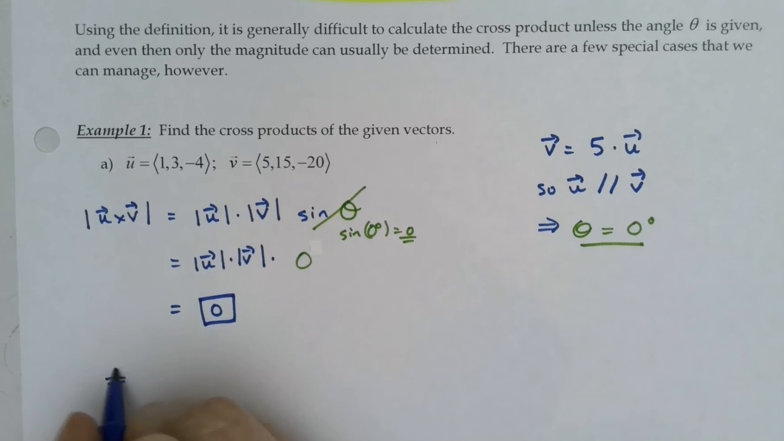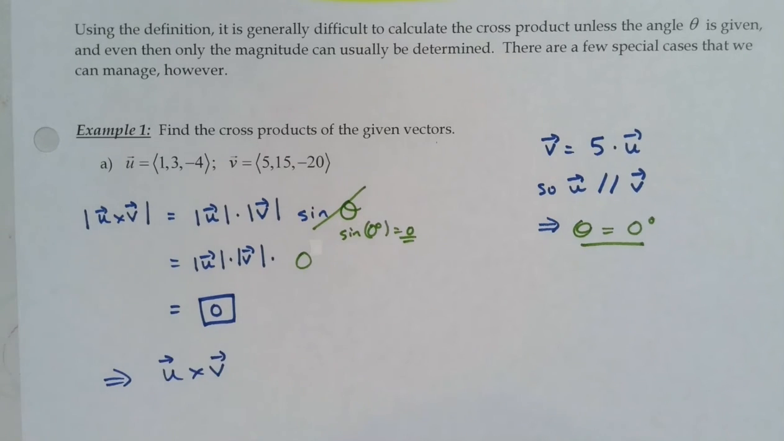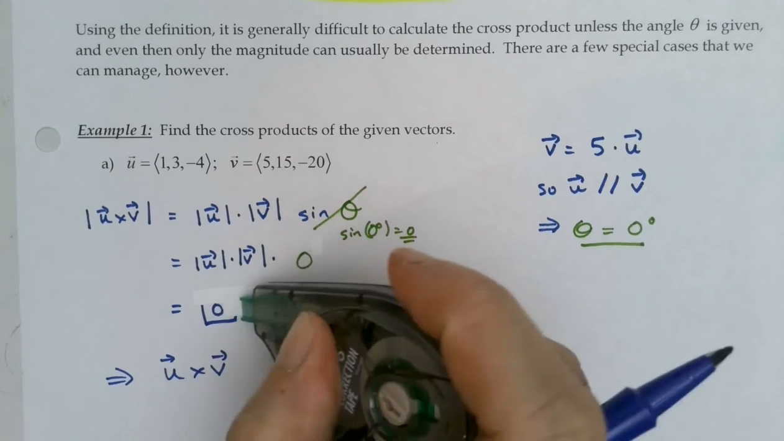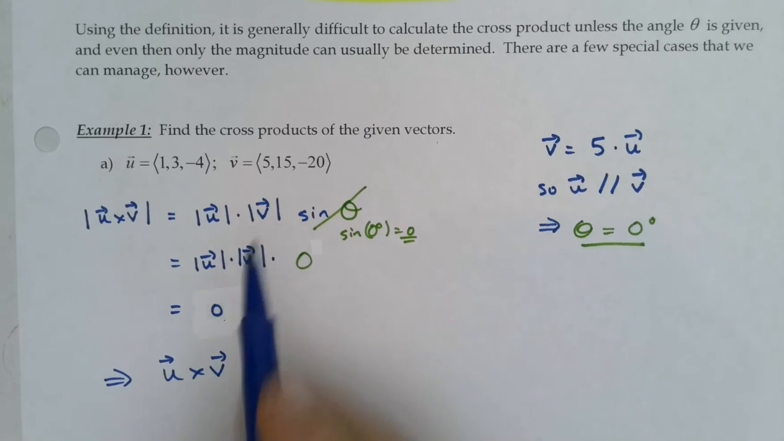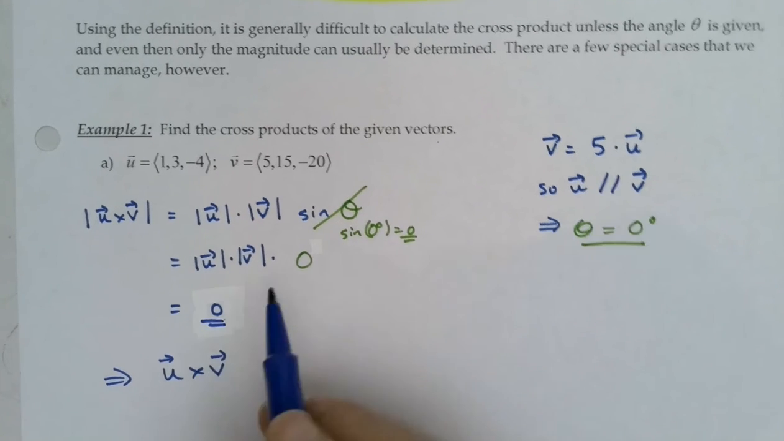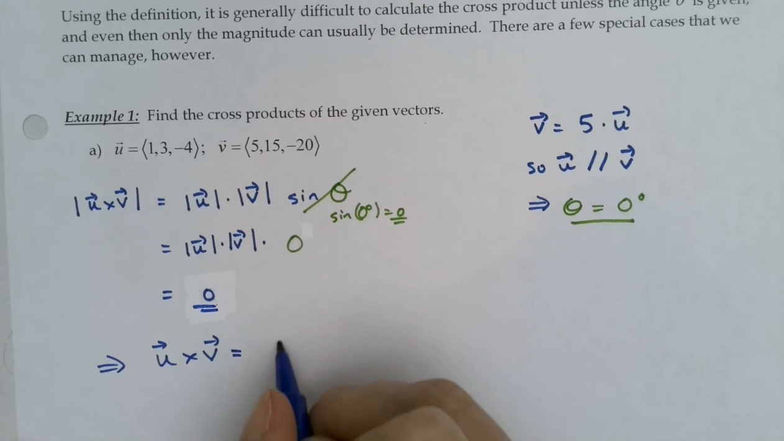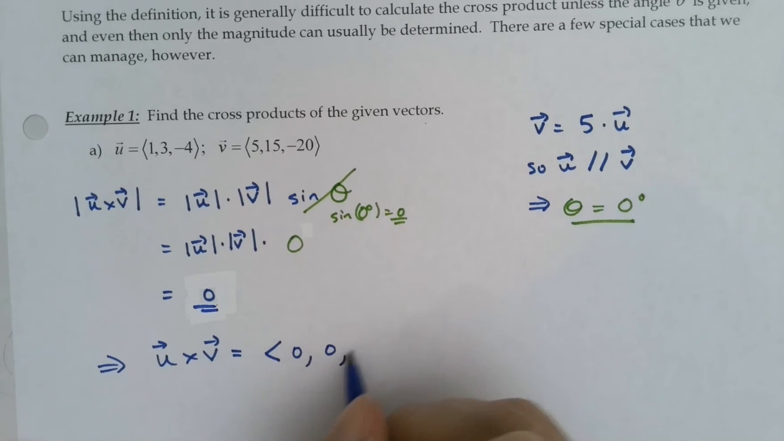And that would mean that u cross v, which was actually what was being looked for, I shouldn't have boxed that. That wasn't the answer. The magnitude of u cross v is 0. Therefore, u cross v is equal to the 0 vector.